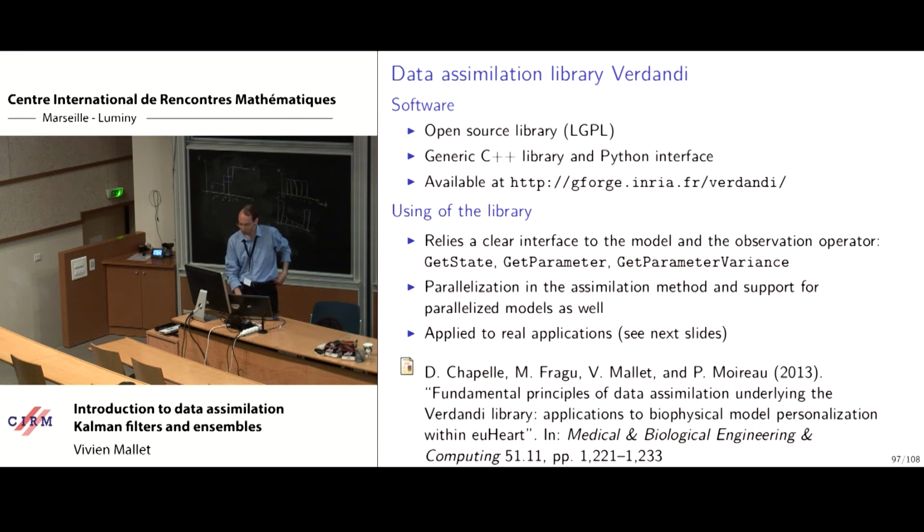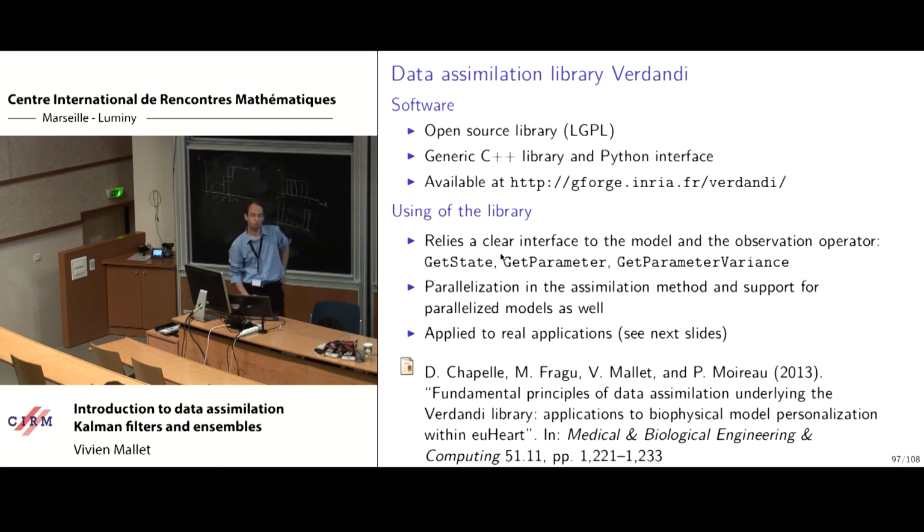So I wanted to finish with two things. First, some advertisement. We have a data assimilation library you might be interested in, where we have many algorithms that are implemented. It's open source. It's LGPL, so it's even easily usable for business. It's written in C++. It has a Python interface, so you can write your model in C++ or Python. It's available on INRIA Forge here.